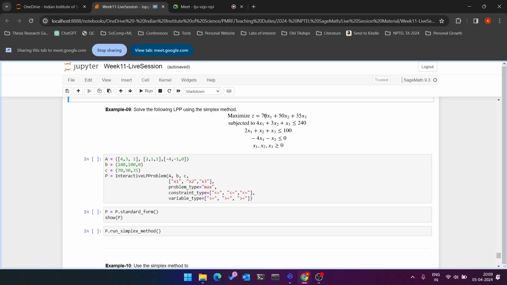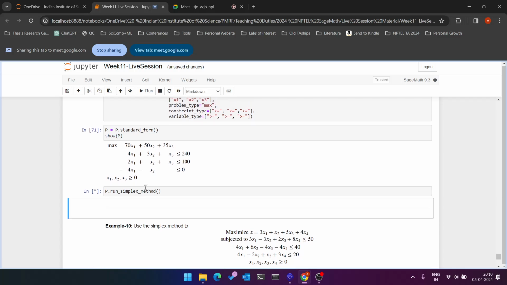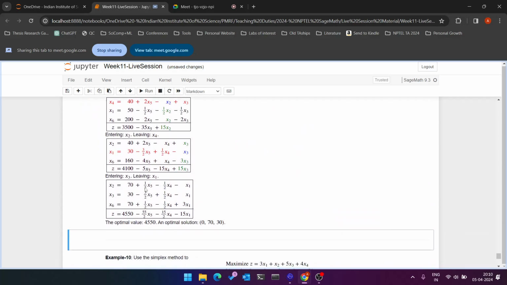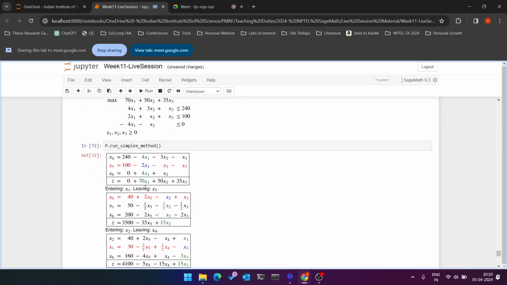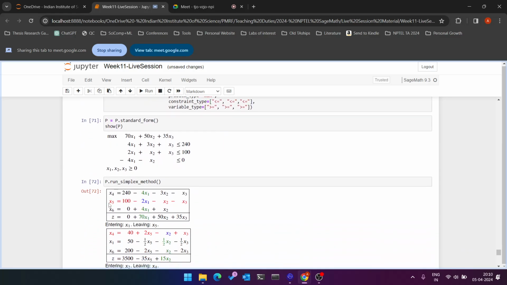Again we have an objective function z is equal to 70x1 plus 50x2 plus 35x3 subjected to three constraint equations. I write them down using the interactive LPP problem module with ABC constraints, and now write them down in the standard form. If I run the simplex method, so I think I should have put this example above that one, because in this you can see clearly what is happening.